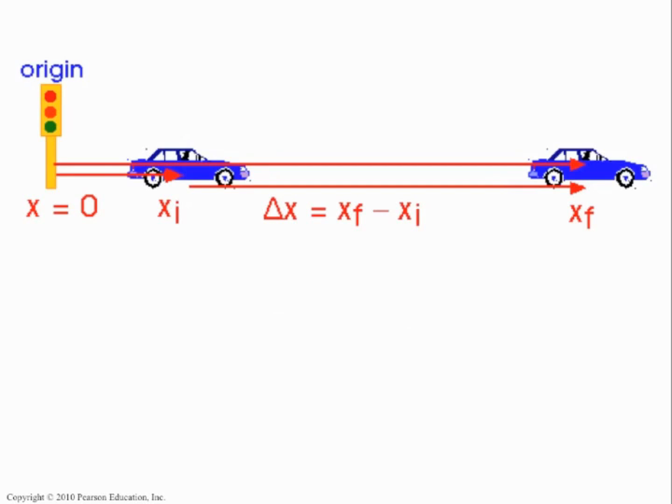This is a very blocky kind of drawing, but it gets the point across. We're going to define the stoplight as the origin, and we're going to define the initial position of the car as xi, and the final position of the car as xf. And now, take a look at this notation that you should have seen before, but just in case you didn't, let's talk about it right now.